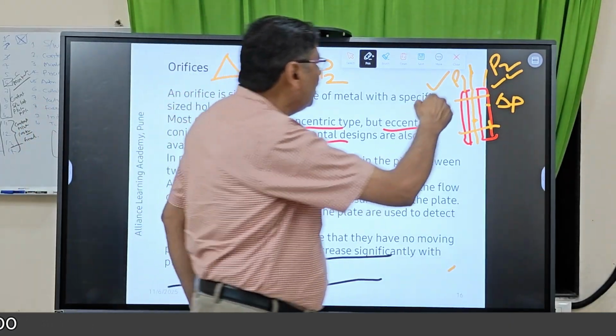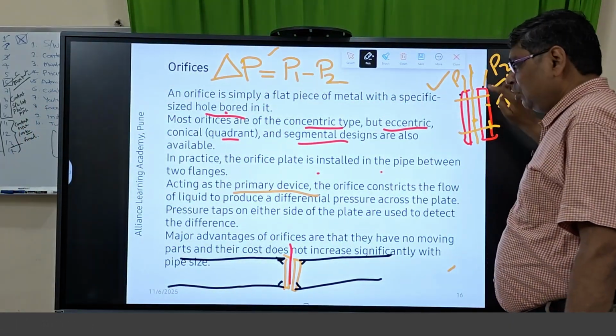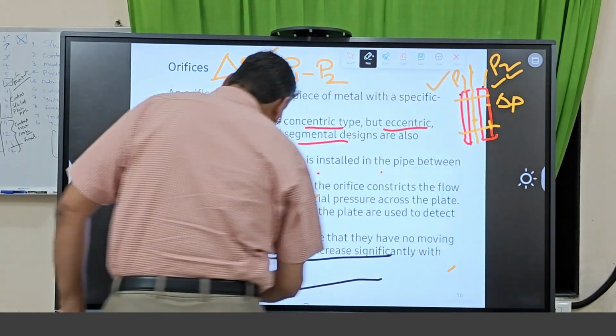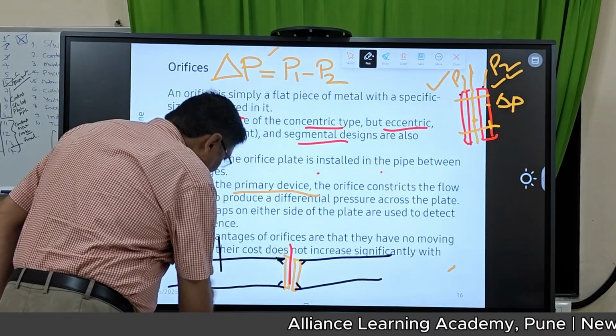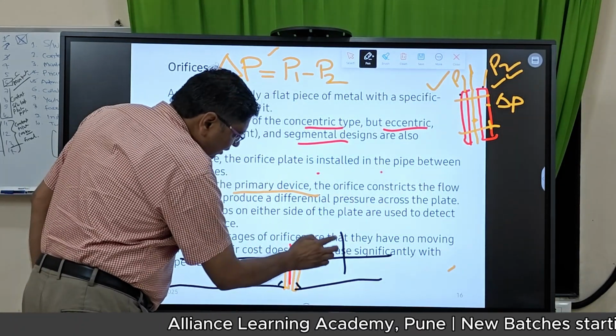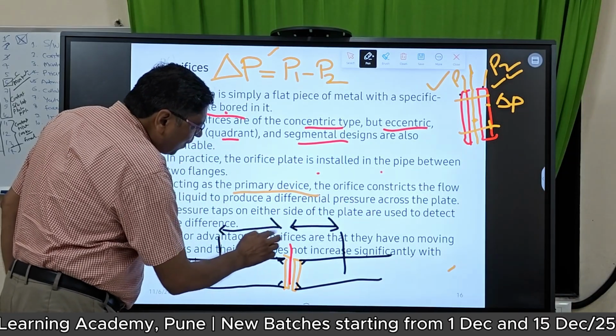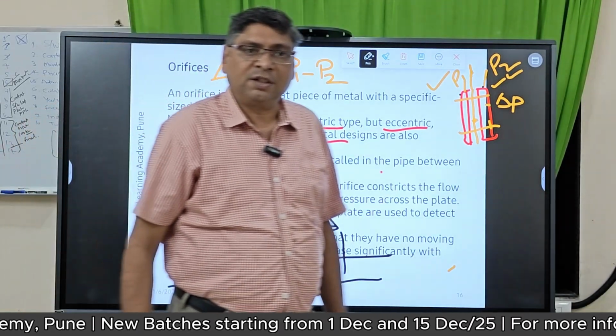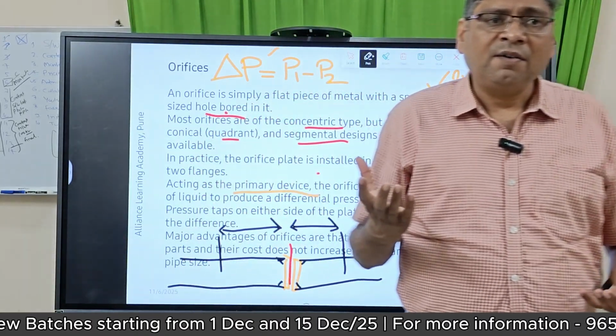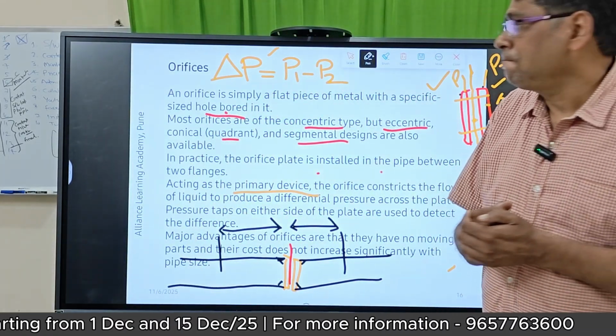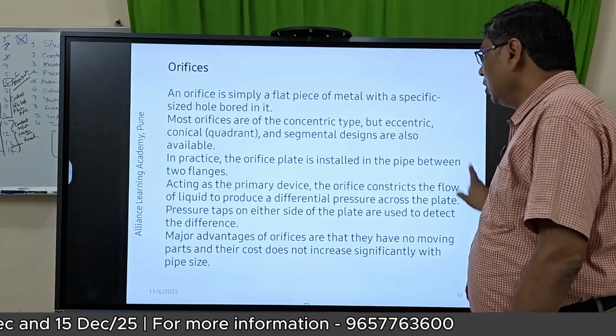In this figure, this is a central tap, but here it may be like that. Here, tapping. The distance between these two tappings is specified by the manufacturer of the orifice. Most of the time it is 5D, 10D. Now we will see more about this.